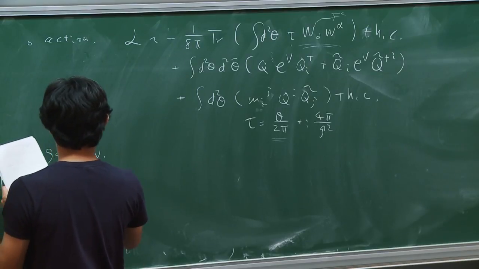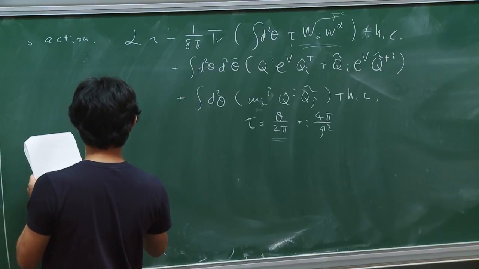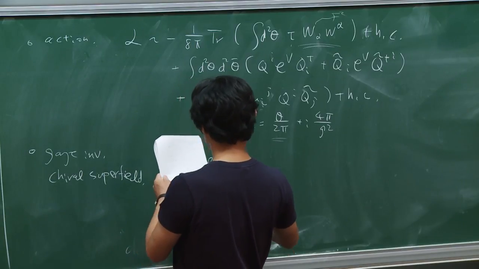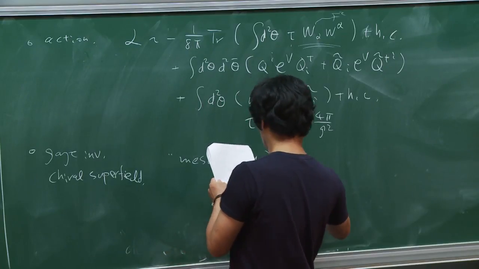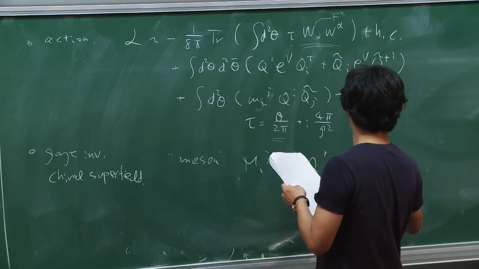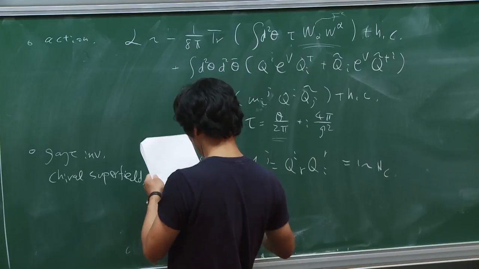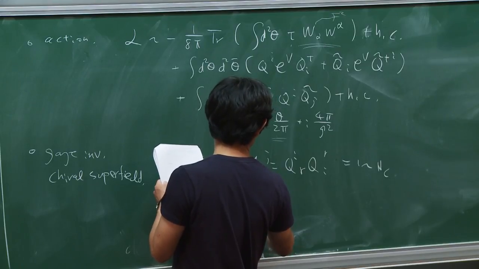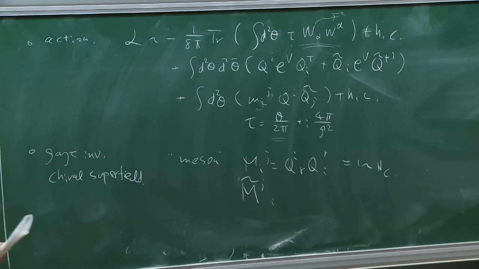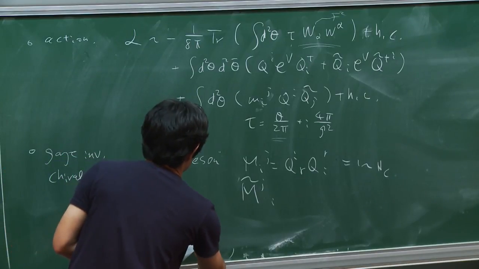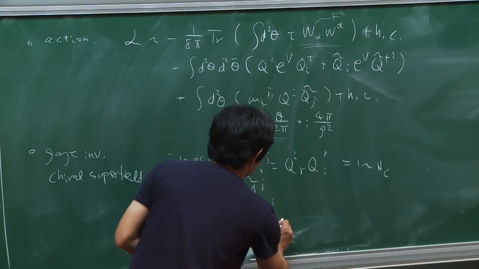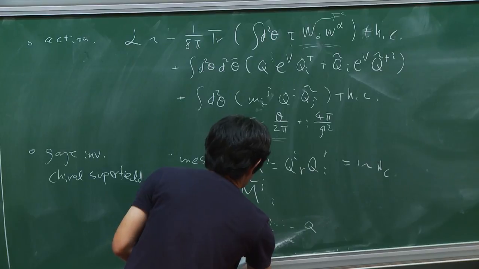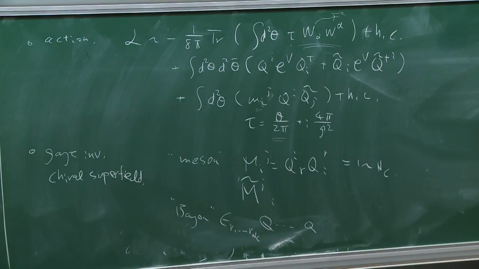So what is the gauge invariant chiral superfield of this theory? The meson, M, and M tilde is given by Q Q-tilde. And also there is a baryon, but it's like Q times epsilon, with indices r_1 to r_{N_c} or something like that. But I will not explain it.